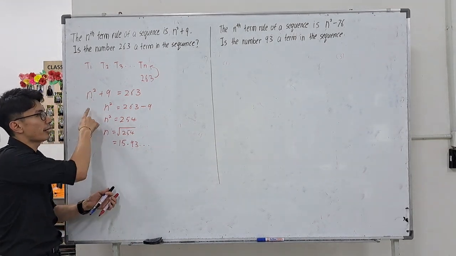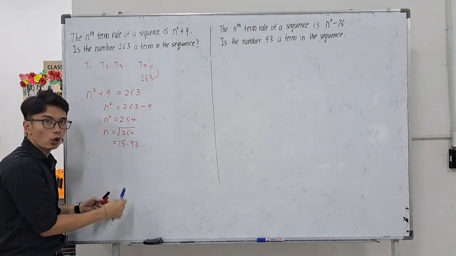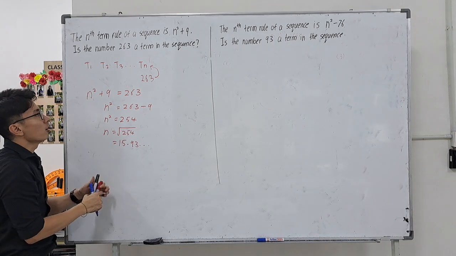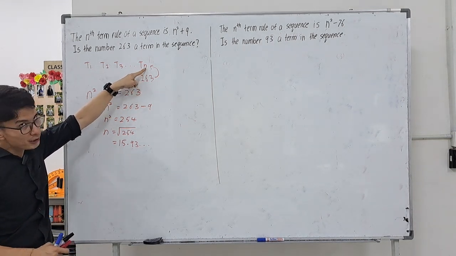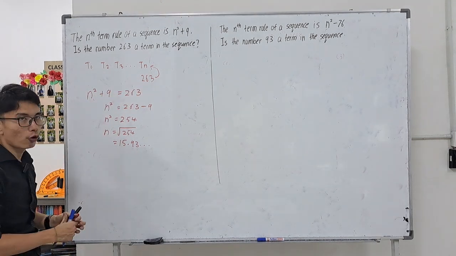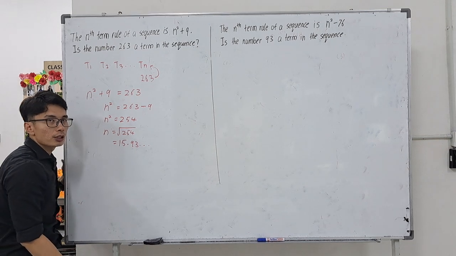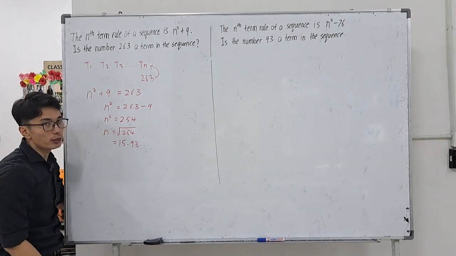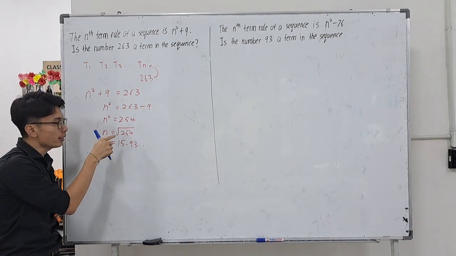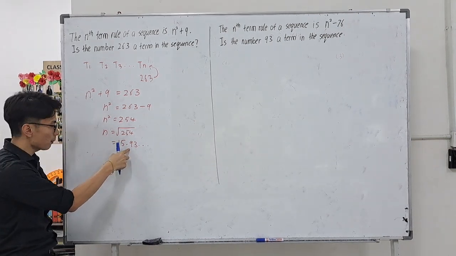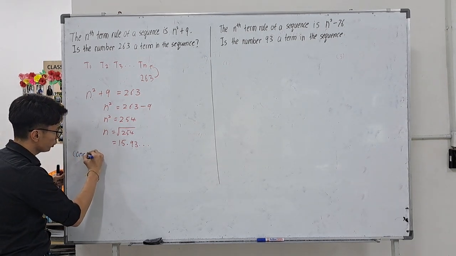We found out that when we solve this, the value of n over here is not a whole number, right? But for this number to be a term in this sequence, the value of n must be a whole number. So therefore, we can make a conclusion that this number over here is not a term in this sequence. Why? Because the value of n over here is a decimal number. So I can make a conclusion over here.